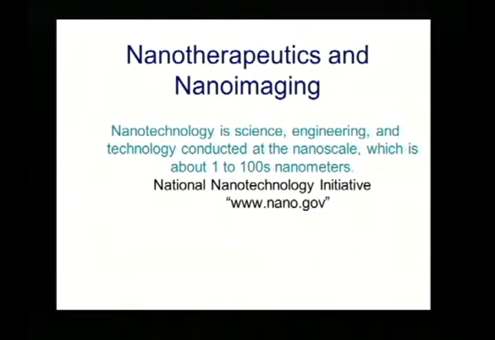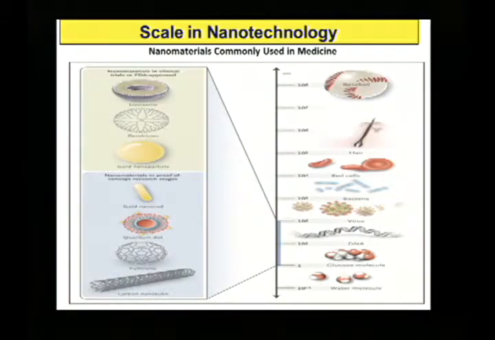Next. So this is the definition. Nanotechnology is science, engineering, and technology conducted at the nanoscale, which is about 1 to 100 nanometers. This is actually defined by the National Nanotechnology Initiative. So next. If you look at the right side of the panel, a baseball is about 10 to the 8th nanometers. A glucose molecule is about 1 nanometer, DNA 10, a virus about 100 nanometers. The cancer cell is around here, which is about 15 to 50 microns.